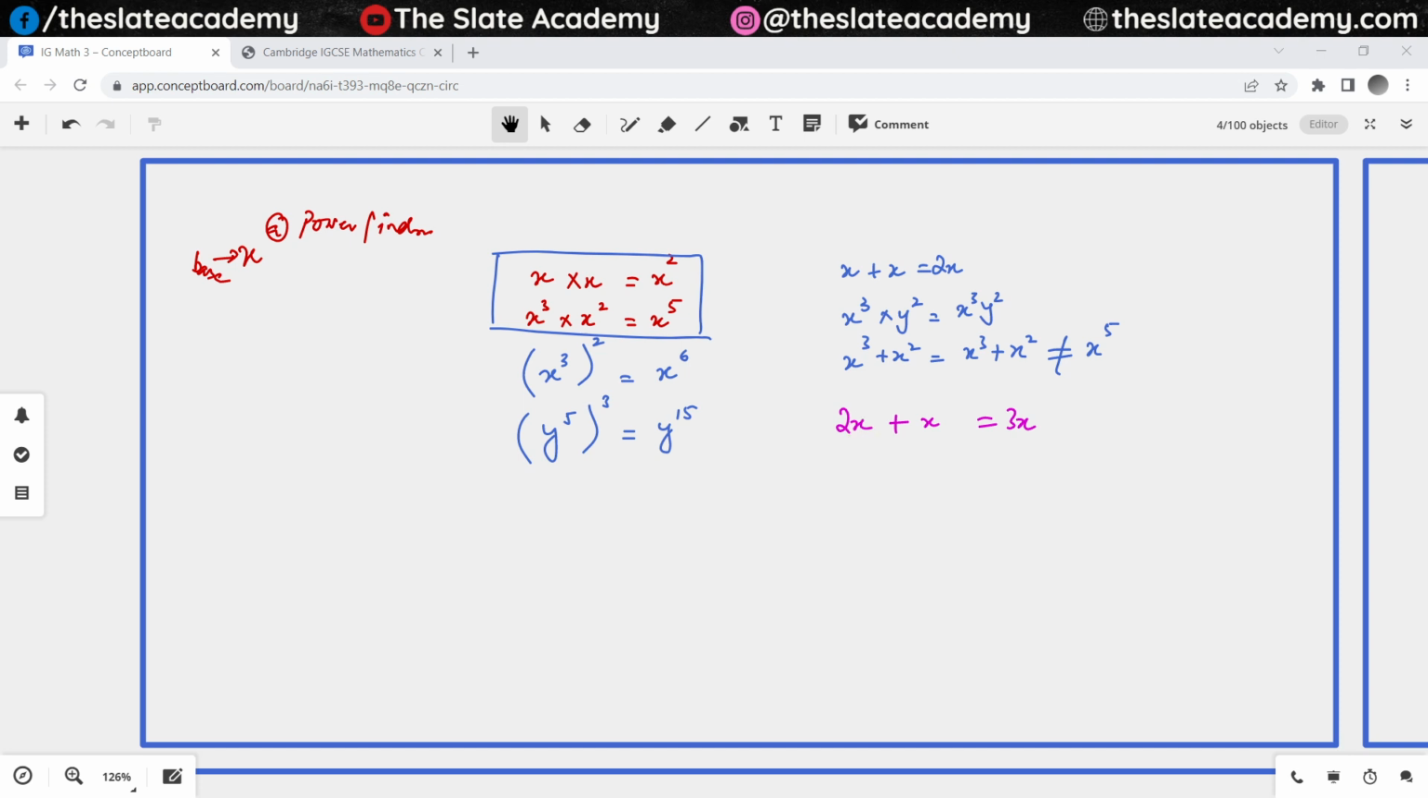No, it wouldn't be. Why? Because they are not multiplying. 2x plus x is not equal to 2x times x. There's a difference. For the first one, the answer will be 3x. For the second one, the answer will be 2x squared. In the second case this is multiplication, 2x times x.